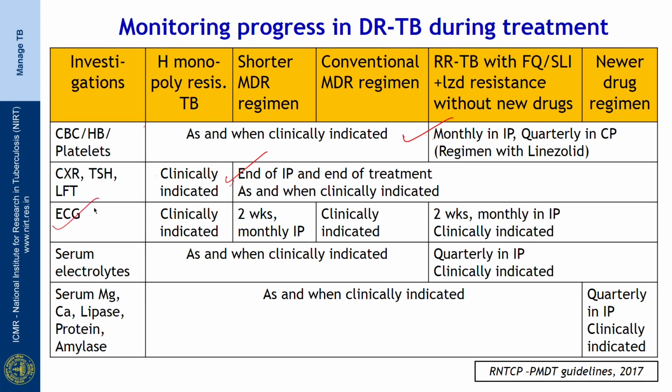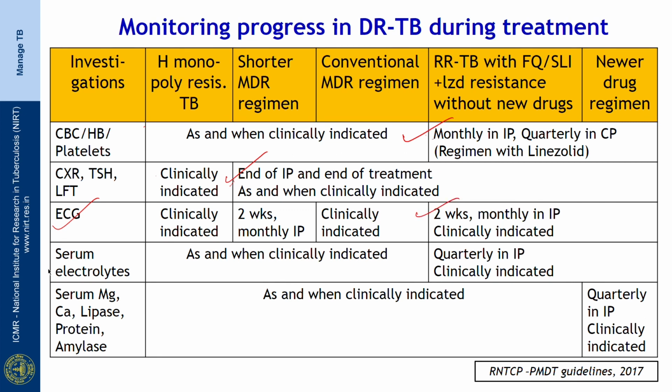ECG should be done if the regimen consists of moxifloxacin or the new drugs bedaquiline, clofazimine more closely, and for the other regimens it can be done as and when clinically indicated. So, it should be done at 2 weeks and monthly in IP.